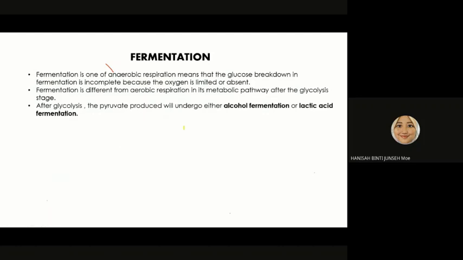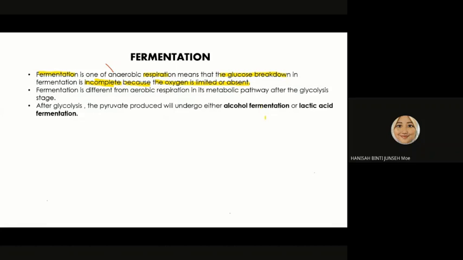the highlight. Okay, so fermentation means that the glucose breakdown. We know that respiration is a glucose breakdown, but in this case, fermentation is an incomplete glucose breakdown. Why is that so? Because oxygen is limited or absent. Since there is no oxygen, the glucose breakdown will be incomplete.